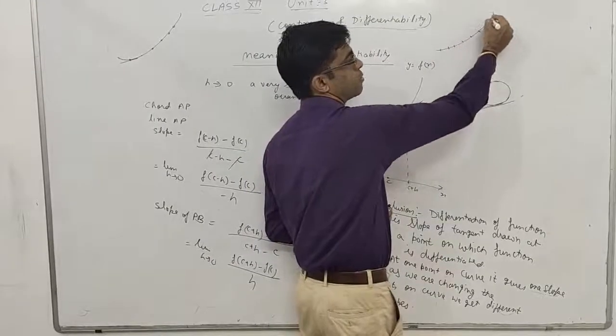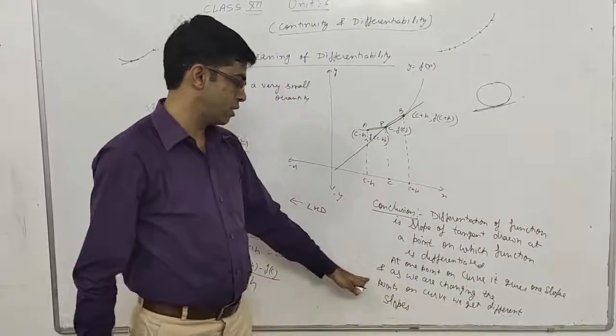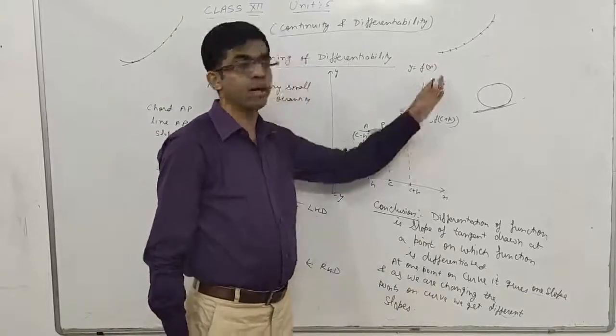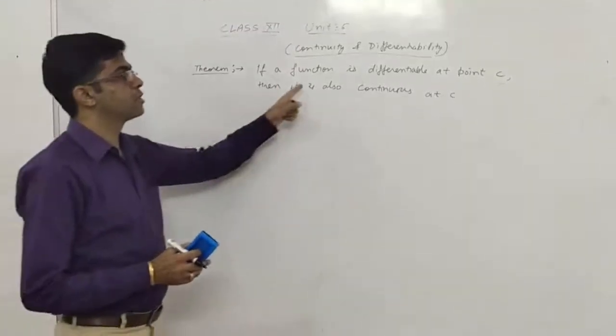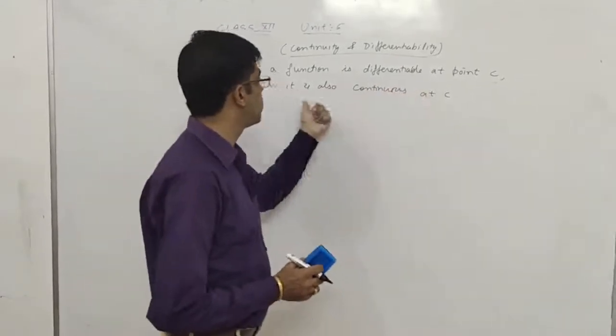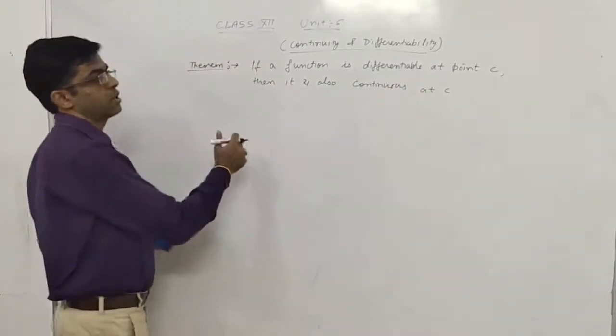Curve पे बहुत सारे points possible हैं. So as we are changing the points on the curve, we get different slopes. Now next problem is if a function is differentiable at point C, then it is also continuous at C.